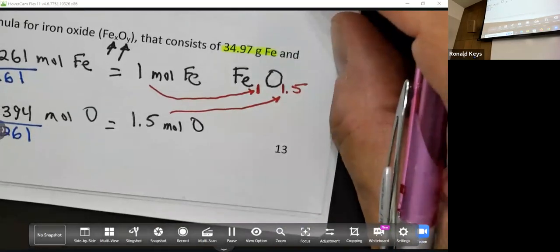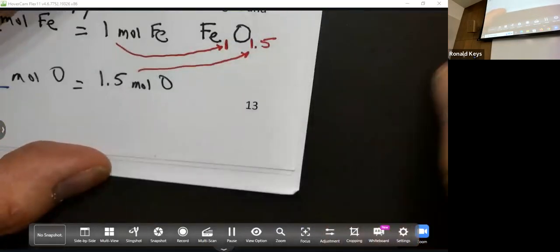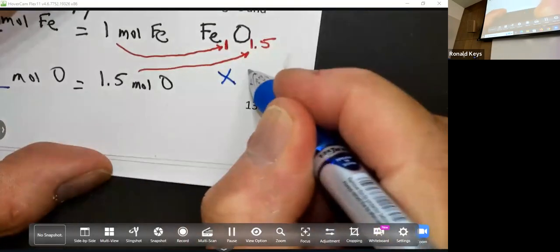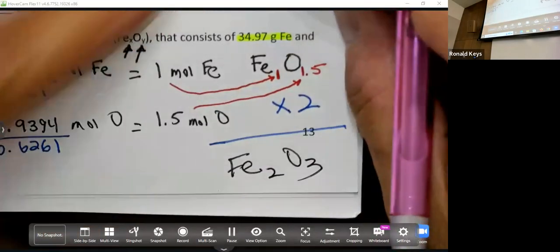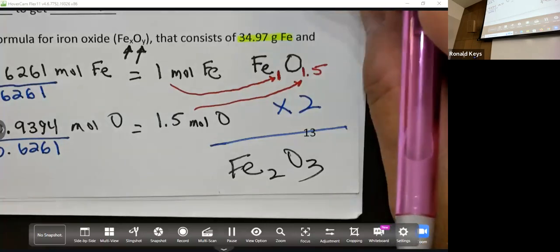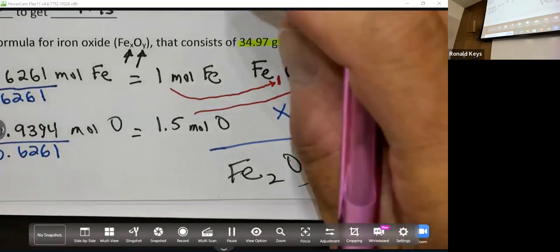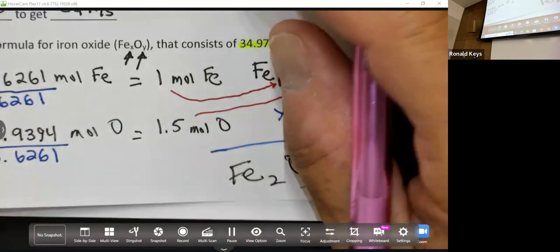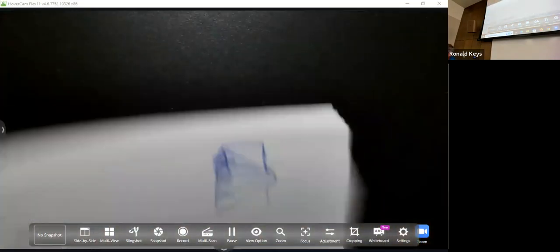So if we do step four here, we're simply going to multiply by 2, right? And we're going to end up with Fe2O3. Oops. Fe2O3. All right, let's go to the next page.